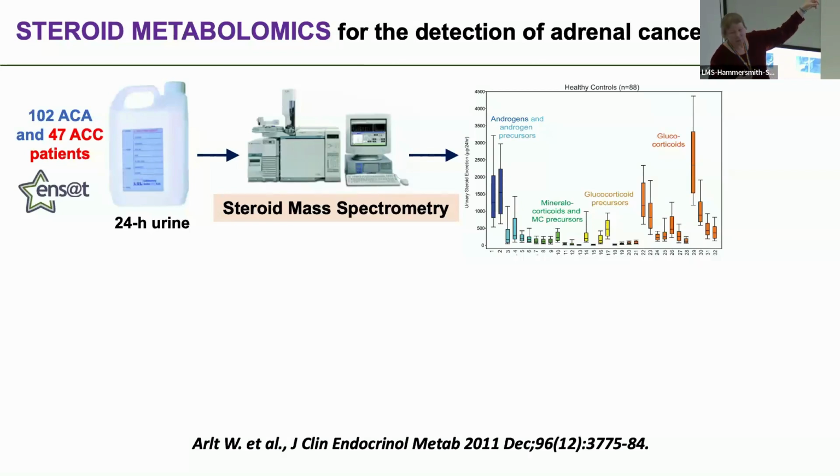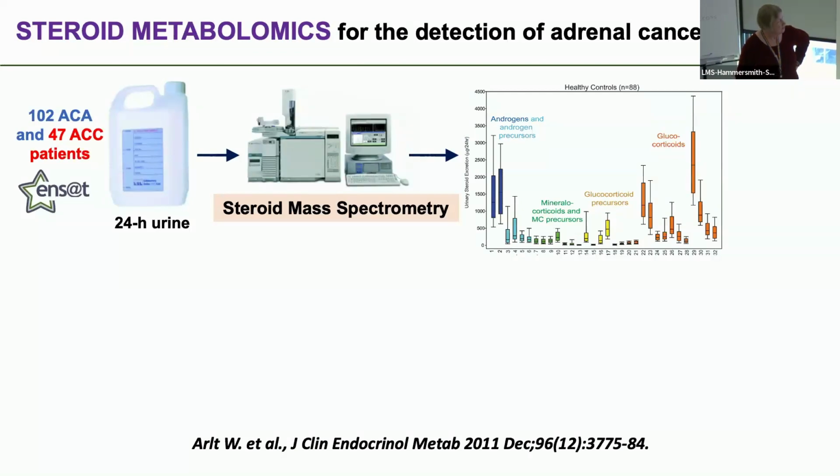So we recruited, with the help of ENSAT, the European Network for the Study of Adrenal Tumors, 102 benign tumor patients and 47 ACC patients, all of which were histologically proven or had long radiological follow-up in clinical practice. And then we did steroid mass spec.